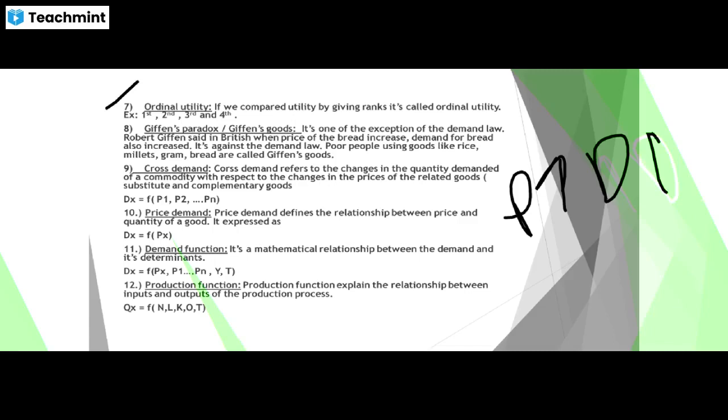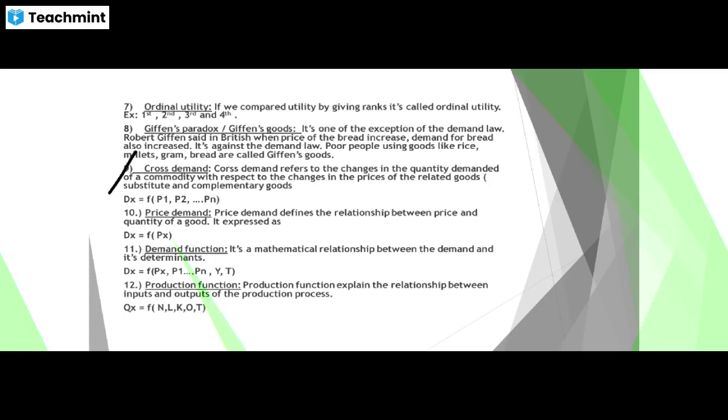So let's see what the Giffen paradox is. It is one of the exemptions of the law of demand. Robert Giffen said that in Britain, when the price of bread increased, the demand for bread also increased. So it is against the law of demand. All the poor people's goods, that means the goods which poor people use, are examples of Giffen goods.